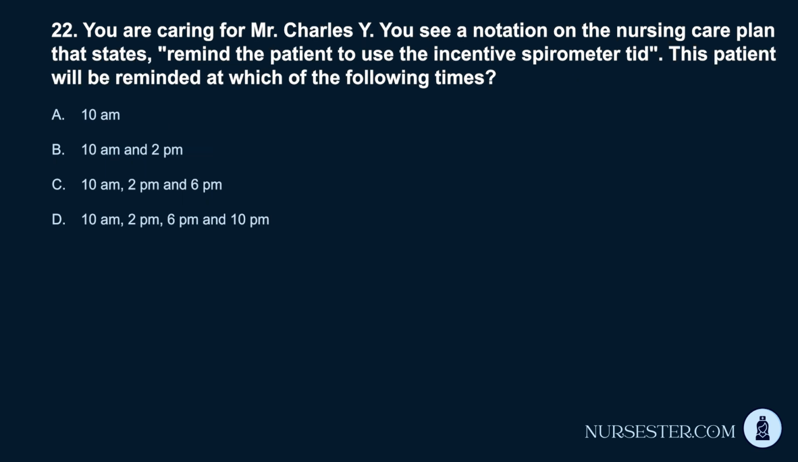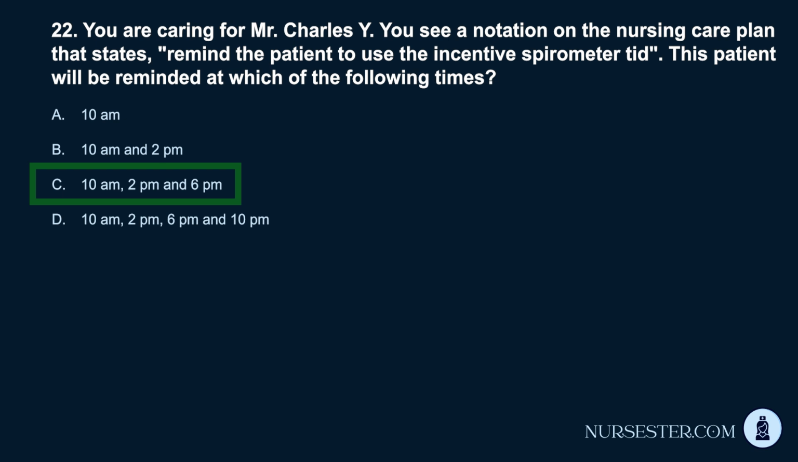22. You are caring for Mr. Charles Y. You see a notation on the nursing care plan that states, remind the patient to use the incentive spirometer TID. This patient will be reminded at which of the following times? A. 10 a.m. B. 10 a.m. and 2 p.m. C. 10 a.m., 2 p.m. and 6 p.m. D. 10 a.m., 2 p.m., 6 p.m. and 10 p.m. Correct answer, C.